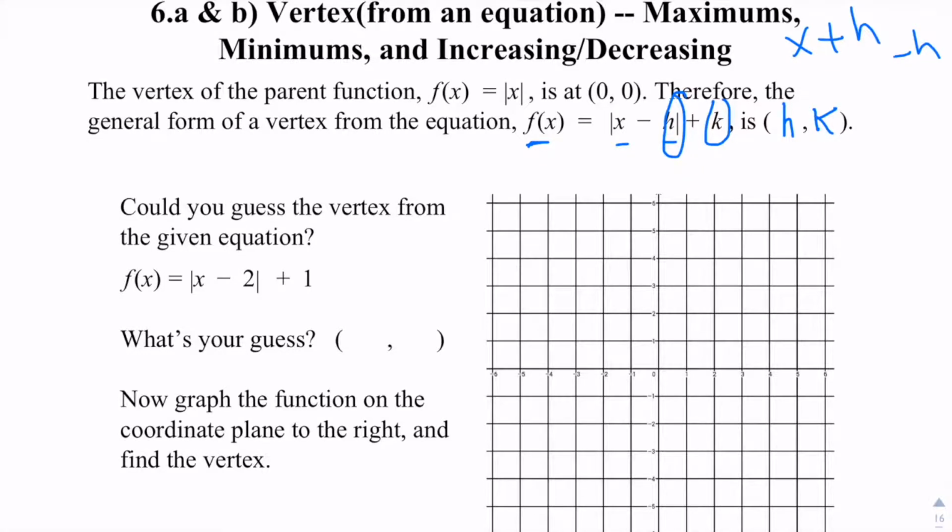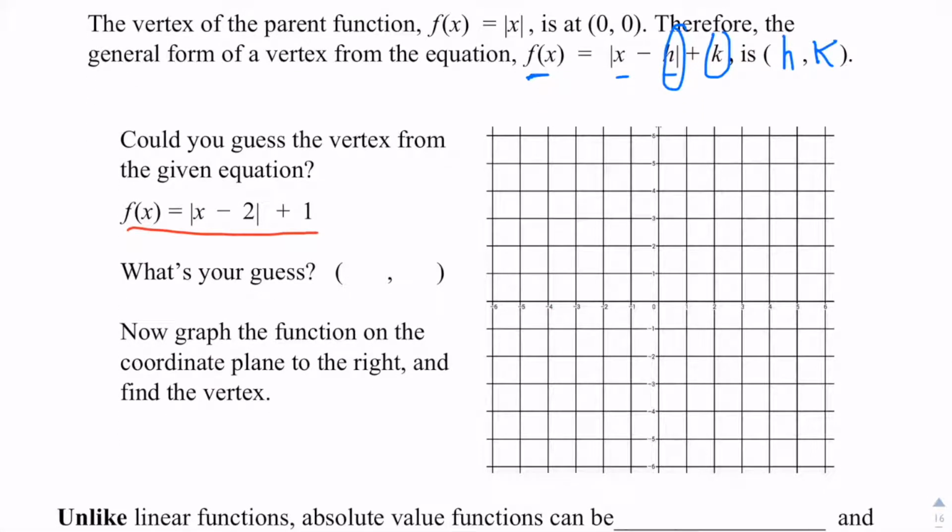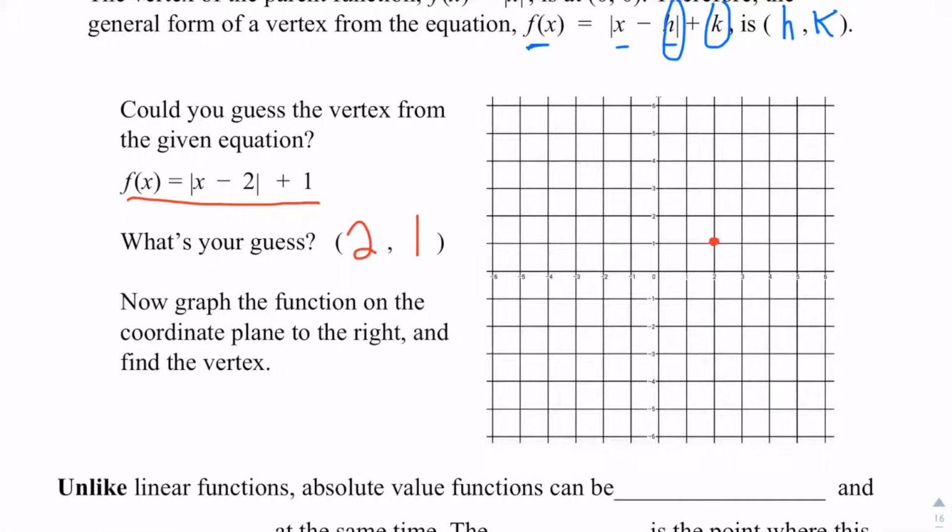So if we're given this function here, f of x equals the absolute value of x minus 2 plus 1, can you guess what the vertex is going to be? Take a second and guess. My guess is going to be 2, 1. I come over 2, up 1. I don't see any other transformations, so I know my slope going this way is 1, and my slope going this way is negative 1.